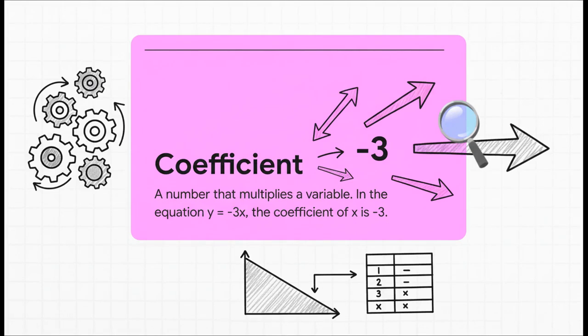Next, you've got the coefficient. That's the number that's right next to a variable, kind of like its boss. It tells the variable how much to scale up or down. So in an equation like y equals negative 3x, that negative 3 is the coefficient. It's a really powerful instruction in our code.